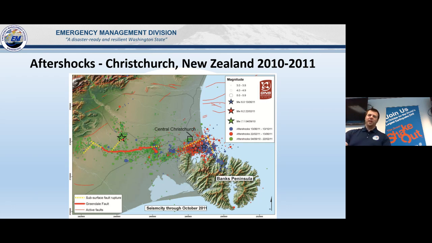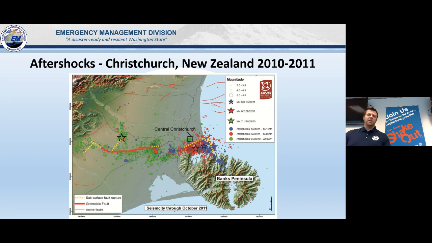So this is an example. Every single one of these dots, they're shown through time, is an aftershock from the earthquakes in the Christchurch area of New Zealand from 2010 to 2011. Now, there were over 10,000 aftershocks for this. Extremely intense aftershock sequence. And some of the ones that were very close to the surface were very damaging, especially the ones in Christchurch. So this happened over 6 to 7 months. This happened throughout the year.